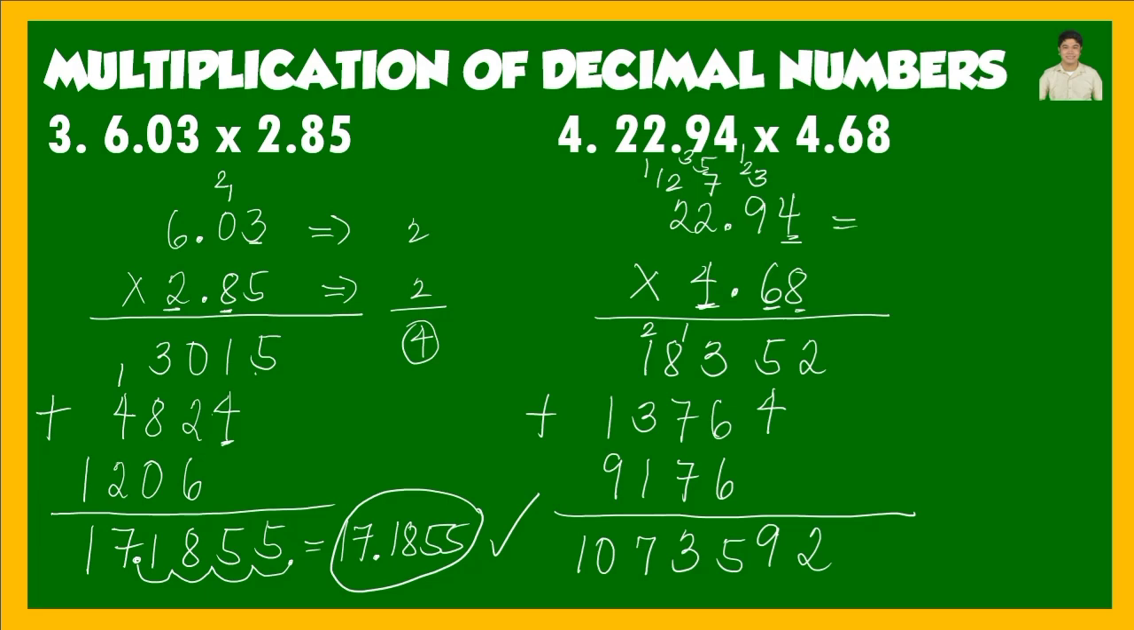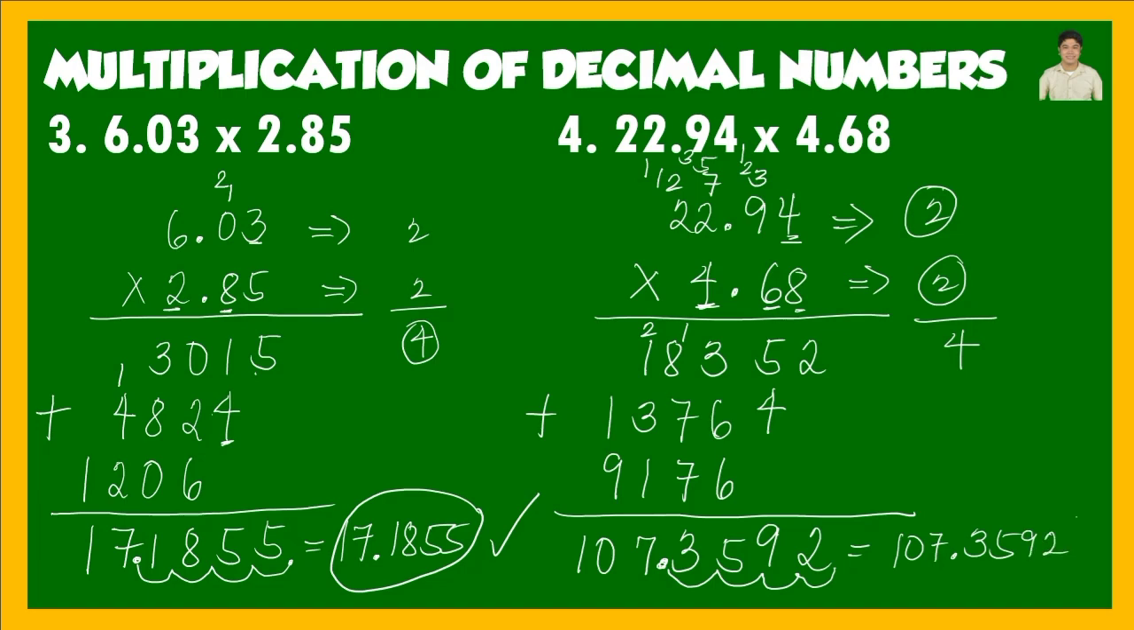So, dito sa 22.94, 2. Same with 4.68, 2. So, meron tayong apat na decimal places. So, mag-move tayo ng 4 decimal places to the left. 1, 2, 3, 4. So, our final answer is 107 and 3,592 ten thousandths. So, this will be our final answer.